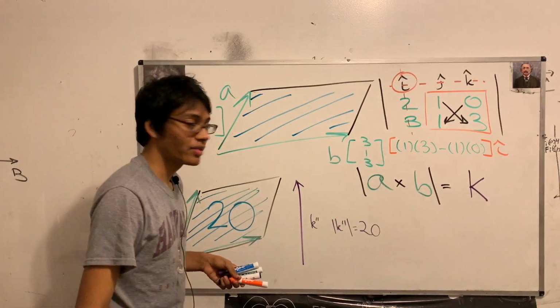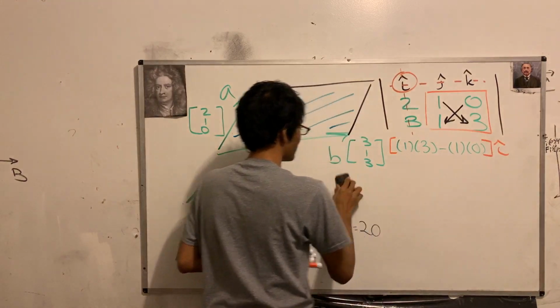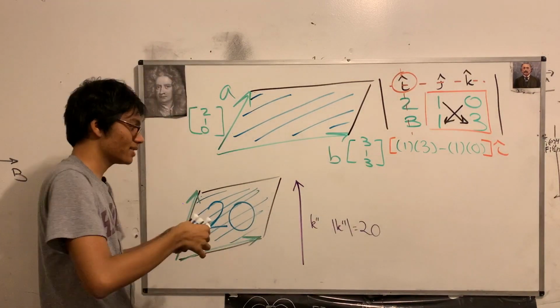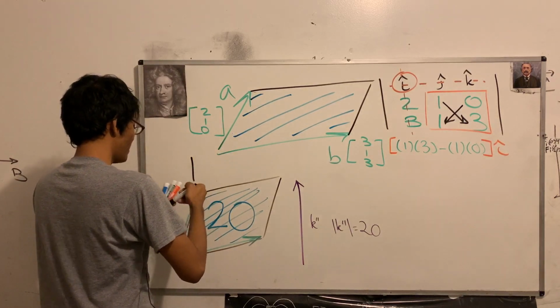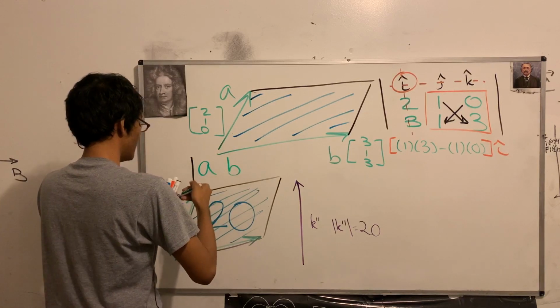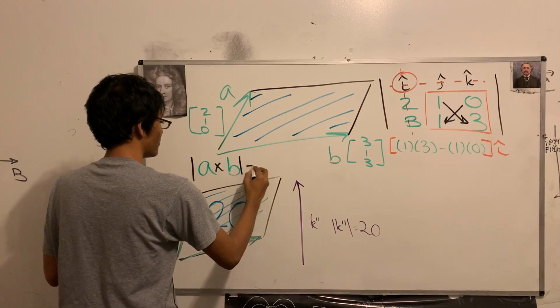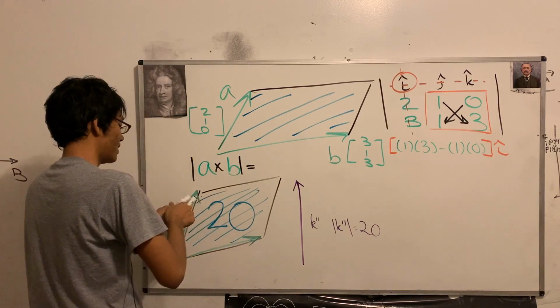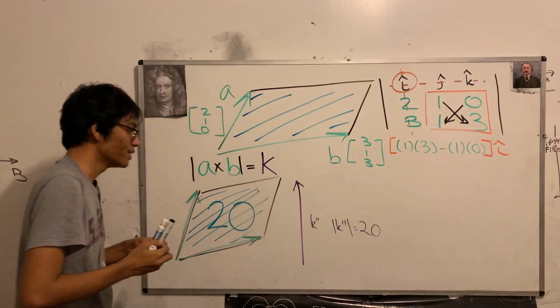This is the moment when I wish I had a smartboard, but that's okay. We can rewrite that somewhere else. Let's rewrite it here. The magnitude of the cross product is going to give us this mythical area K, if you will. Anyway, let's keep going.